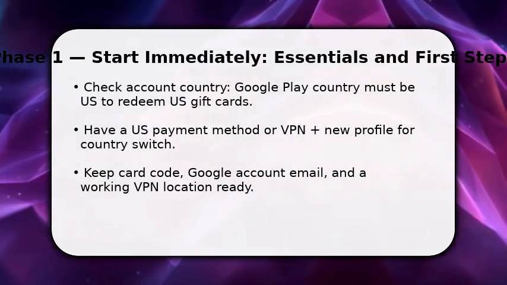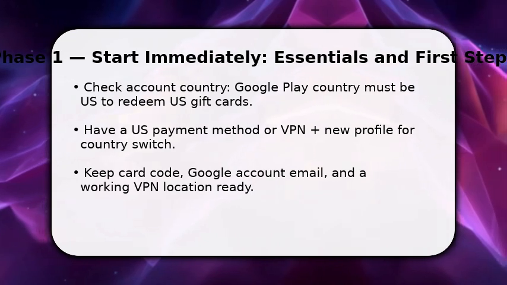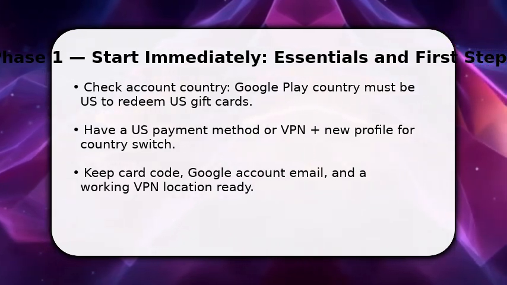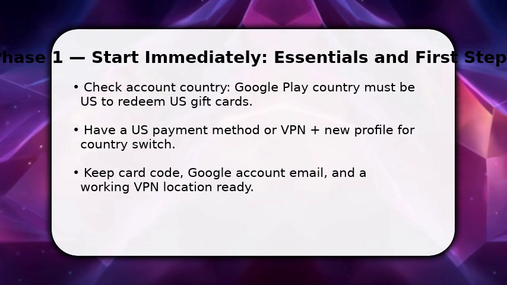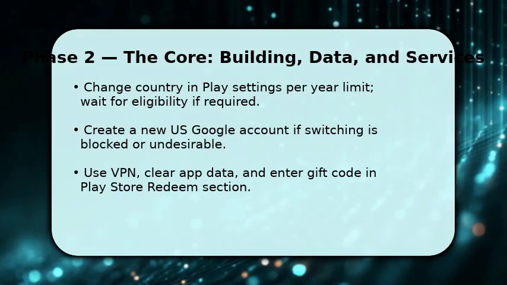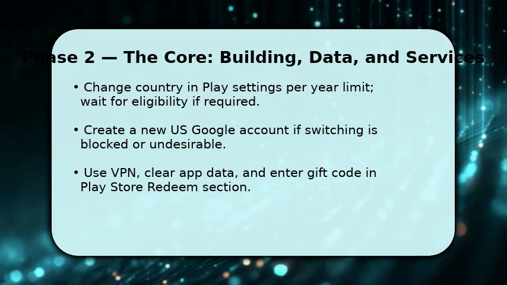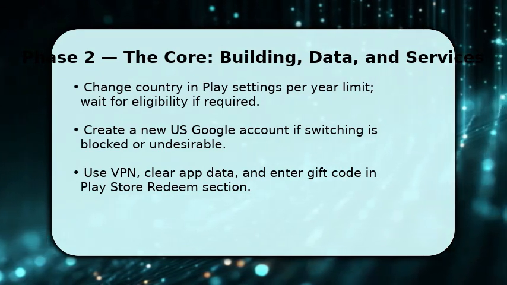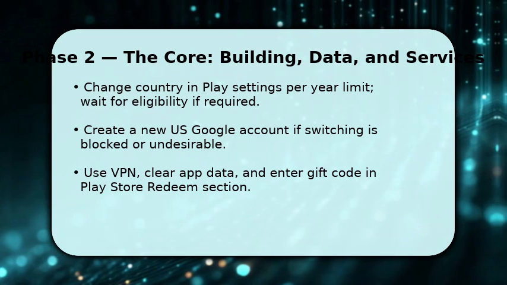Start the redemption in the Google Play app. This first step sets region permissions, so move deliberately and follow each screen prompt to avoid blocking redeems. If your current account can switch, open Play settings and change country to United States. Note Google allows one change per year, so choose wisely.